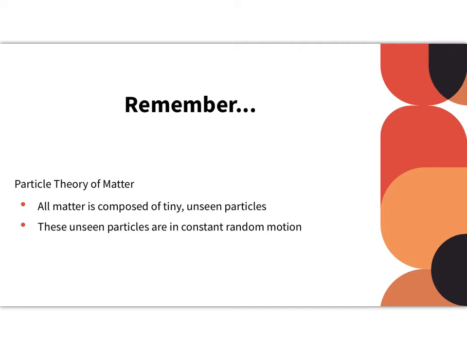So remember, back in chemistry, there was the particle theory of matter. All matter is composed of tiny, unseen particles, and these unseen particles are in constant random motion. This makes sense, again, with what we just discussed with Brownian motion, that water molecules were moving in random patterns, hitting pollen molecules that then move in random patterns that we can actually see.